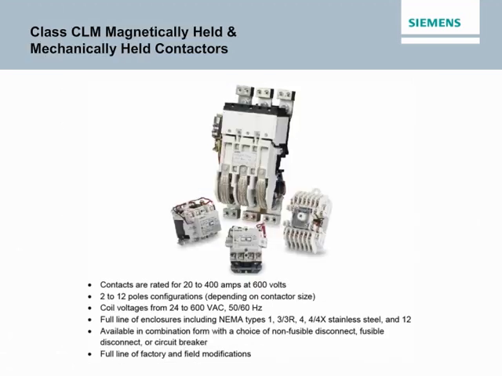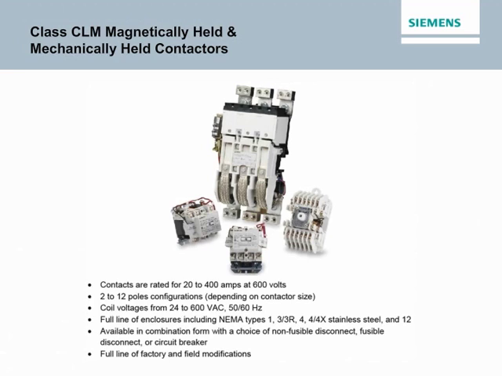Siemens Class CLM magnetically held and mechanically held lighting contactors are used in applications where it's critical that contacts remain in the closed position during a power outage. This means that the associated load will be automatically restarted when power resumes following an outage. This also means that the contactor only receives momentary current to open or close its contacts. Therefore, less energy is used and contactor hum is eliminated.